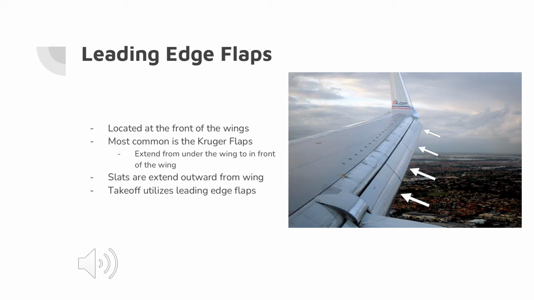Leading edge flaps are located at the front of the wing. Kruger flaps, the most common type, are extended from under the wing to a position in front of the wing. They are located between the fuselage and the engine. Slats are located from the engine to the wing tips and are extended outward from the wing. Takeoffs rely heavily on leading edge flaps and slats to increase airspeed over the wing, increasing air pressure under the wing, and thus increasing lift.